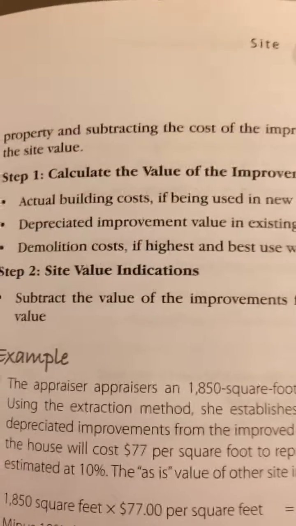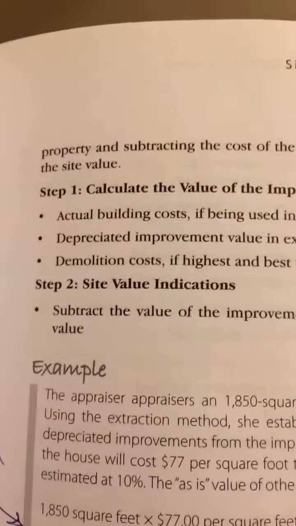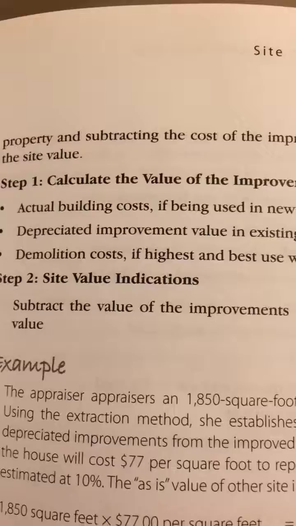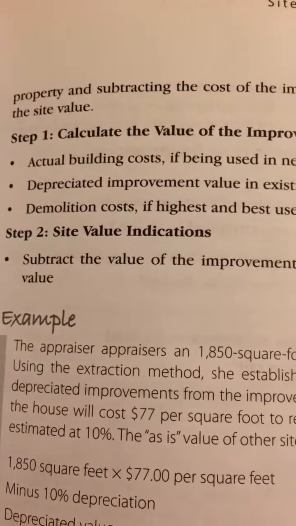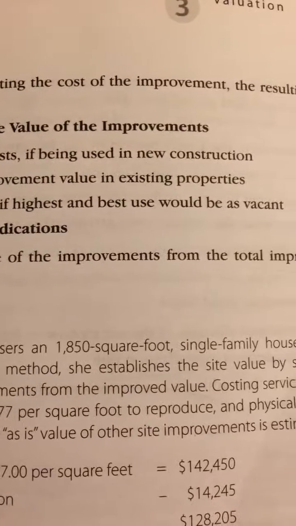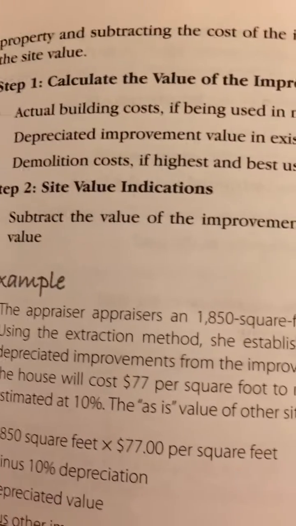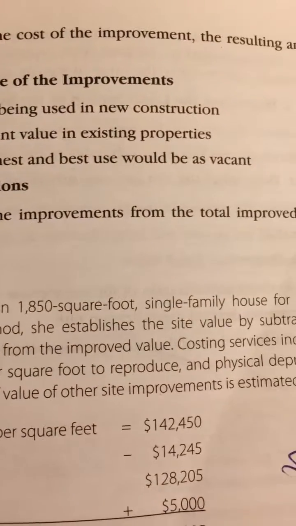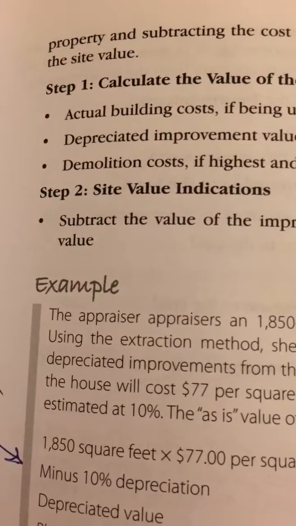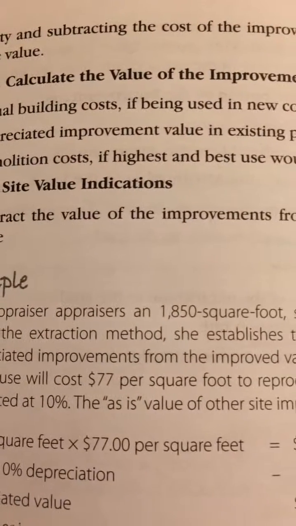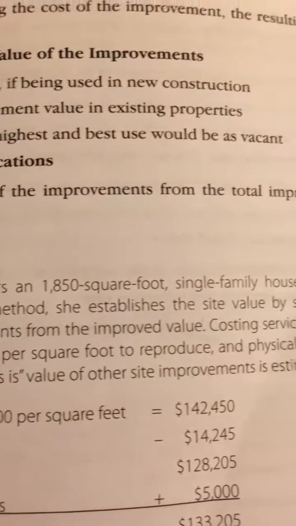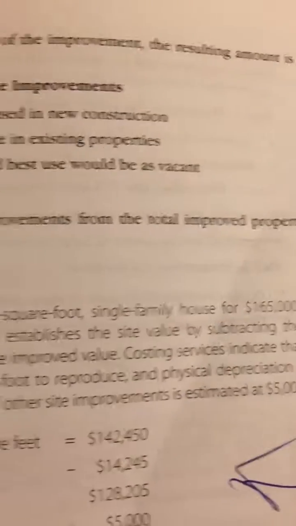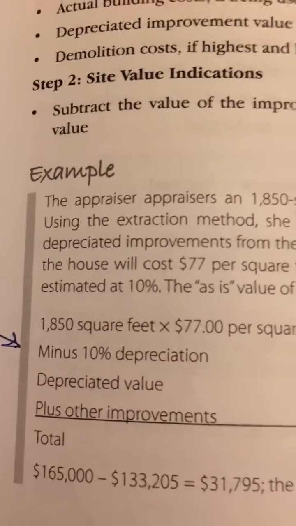Step 1. Calculate the value of the improvements. Actual building costs if being used in a new construction. Depreciated improvement value in existing properties. Demolition costs if highest and best use would be as vacant. Step 2. Site value indications. Subtract the value of the improvements from the total improved property value.